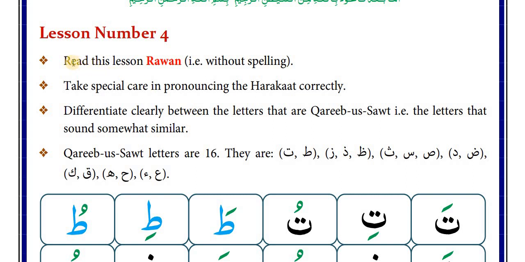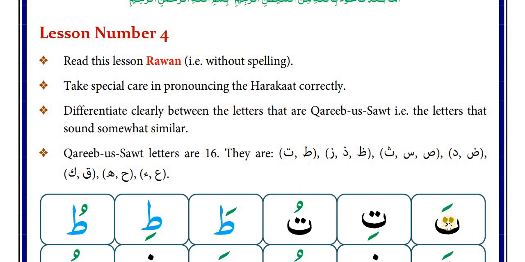And we will read this lesson without spell. Read this lesson Rama. Rama means without spelling. You don't need to read this lesson like ta zabarta, ta zerti, ta peshtu. That is the spelling condition, but you will read without spelling like ta, ti, tu. Lesson 4 is like lesson 3, but we will make a difference between Kribu South letters.